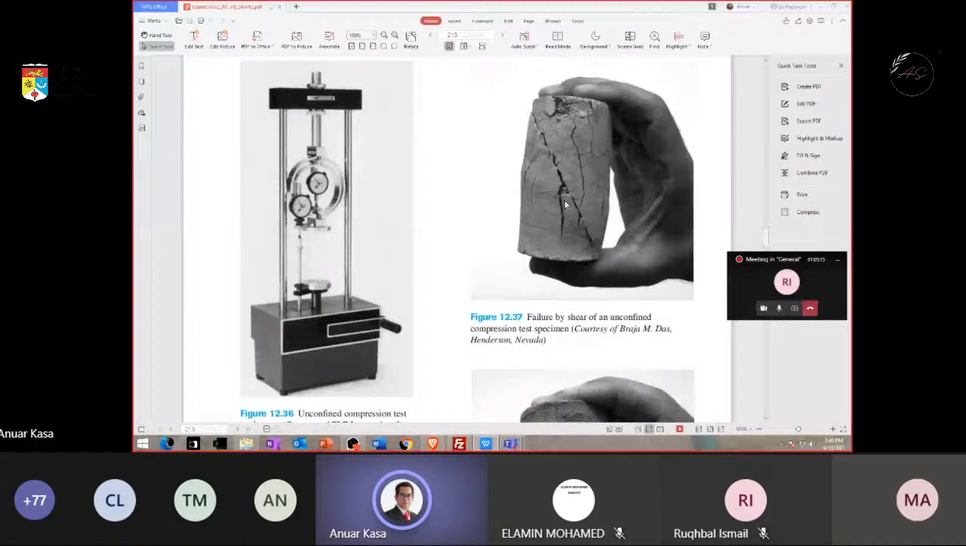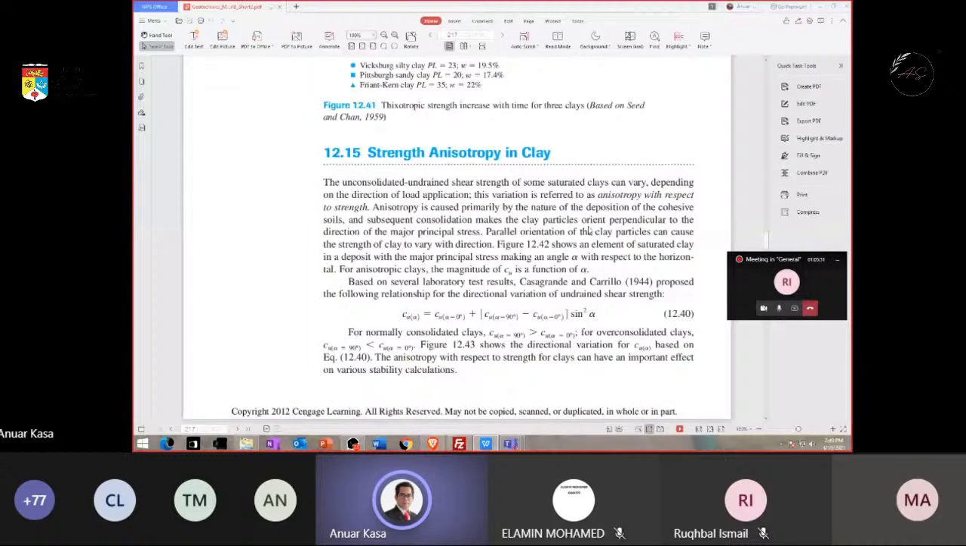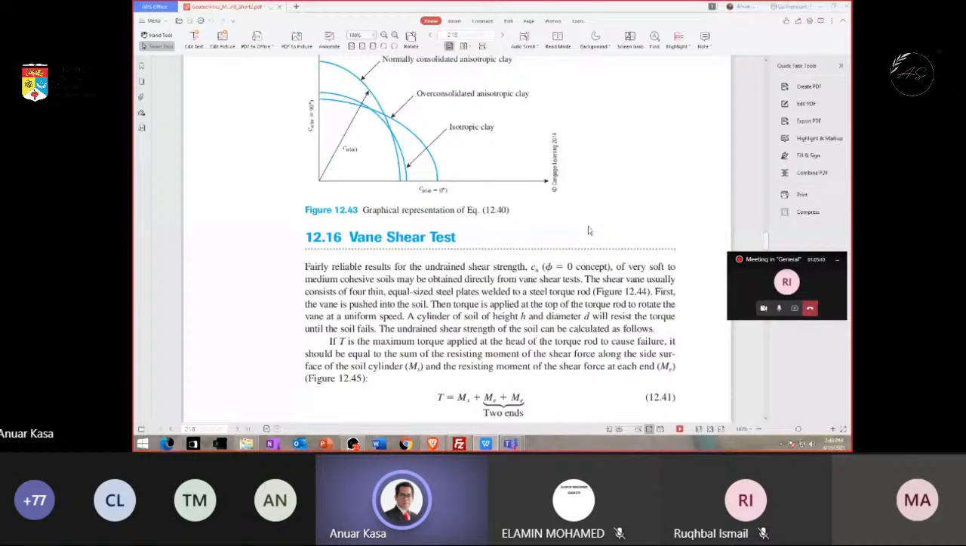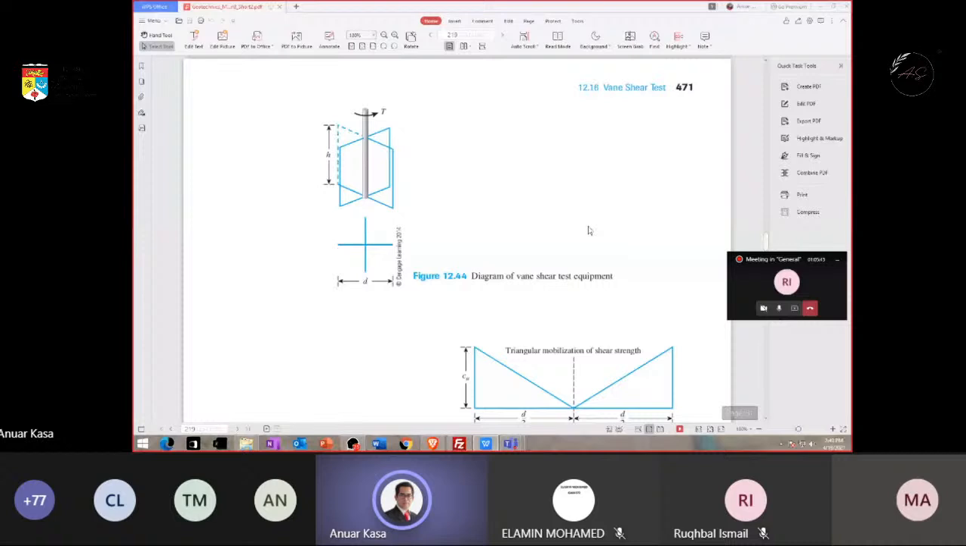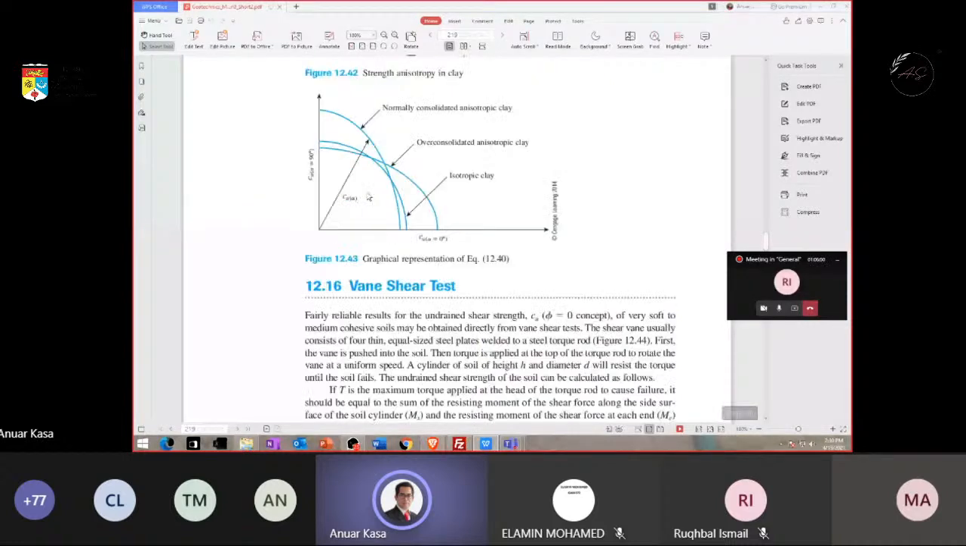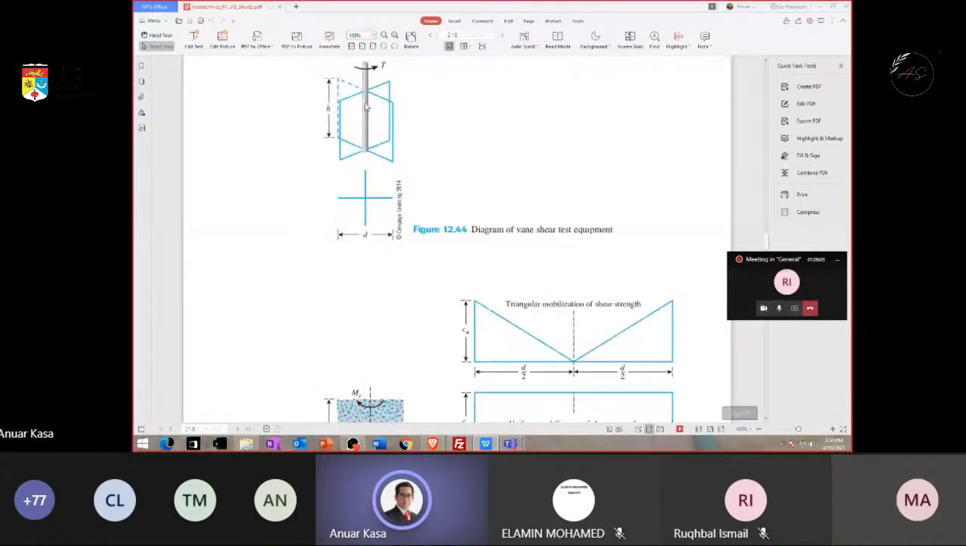Anisotropy strength and vane shear test also. The test is like this one, and this is for very soft clay. It is like a liquid. Then we can use this one. If not, we cannot do it, because it is going to use the tongs here. This one may break if the soil is too hard.